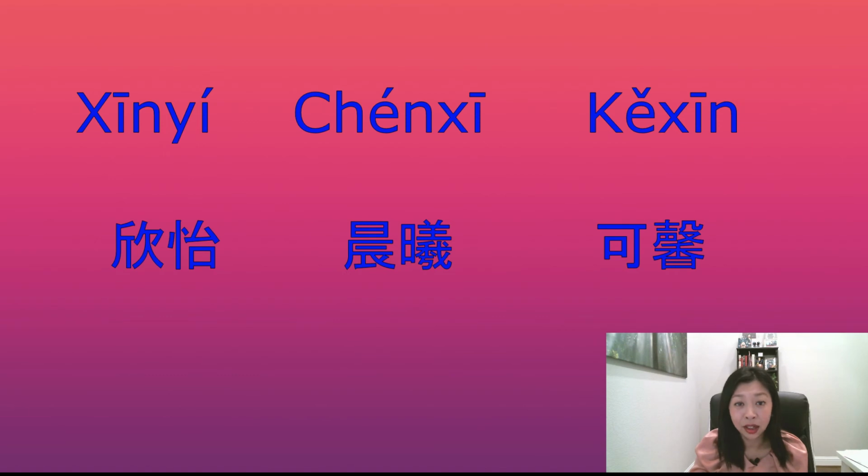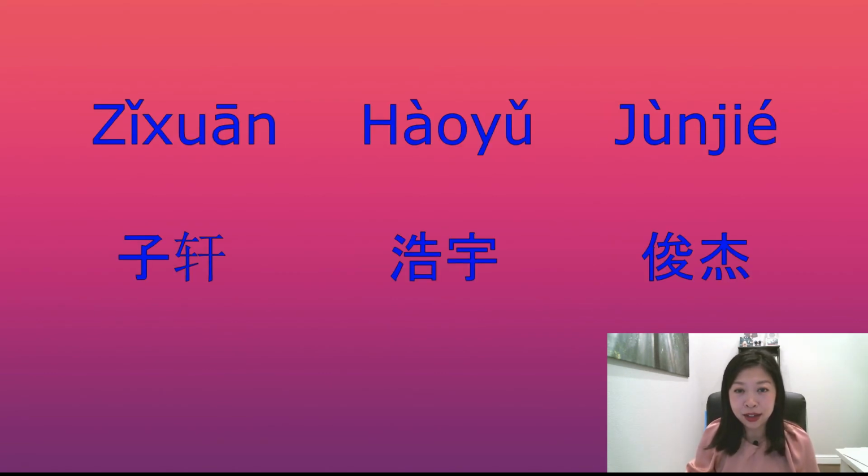可心, 可 means very, or 可爱 means lovely. 心 means fragrant, something that has great aroma. Again, if you put these two characters together, it gives you a feeling of a delightful and lovely young lady. Common names used for boys are 子轩, 浩宇, 俊杰.